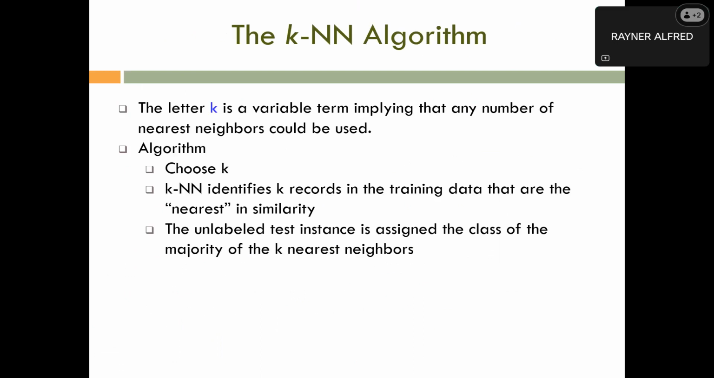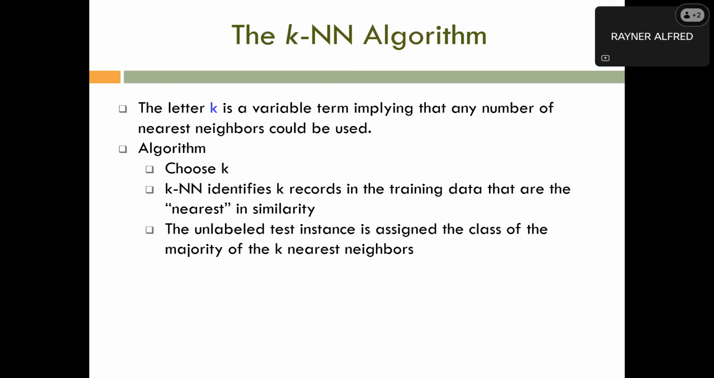Sometimes they ask what is the best value for K? 1, 2, 3. Some people say that the square root of the number of data is enough to produce a good result. So if you have 100 data, then your K will be 10.